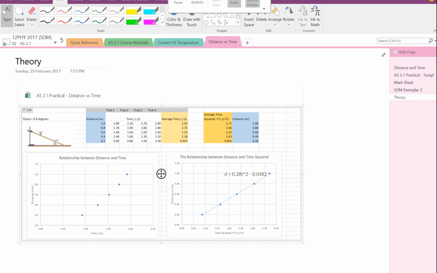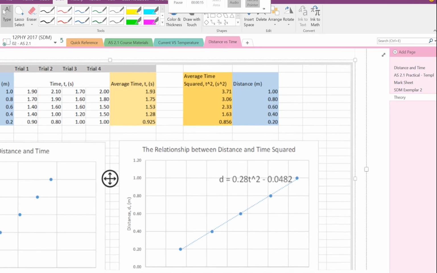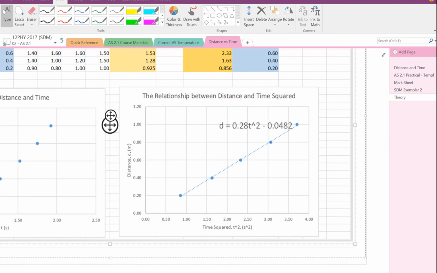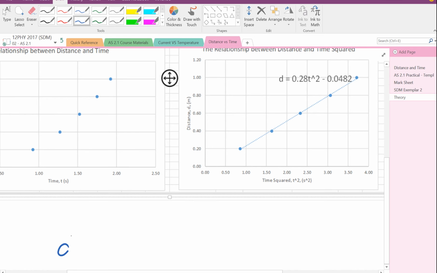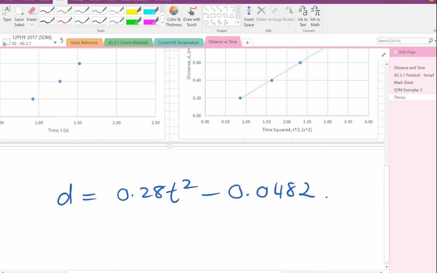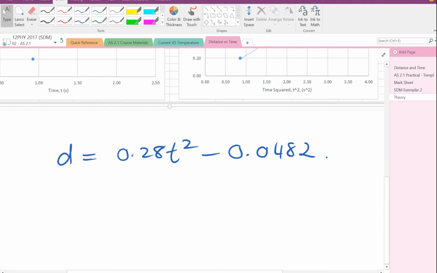Okay, guys, so how do we compare to theory? How do we compare our experimental result to the theoretical equation and make some analysis for how good or bad your results are? The first thing to do is to actually write down what your theoretical equation is. So what we've got here from my results is D is equal to 0.28 t squared minus 0.0482. You have to make a comparison of that equation to your theory.